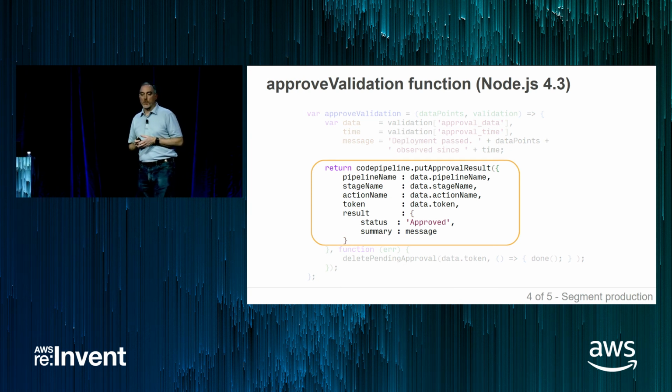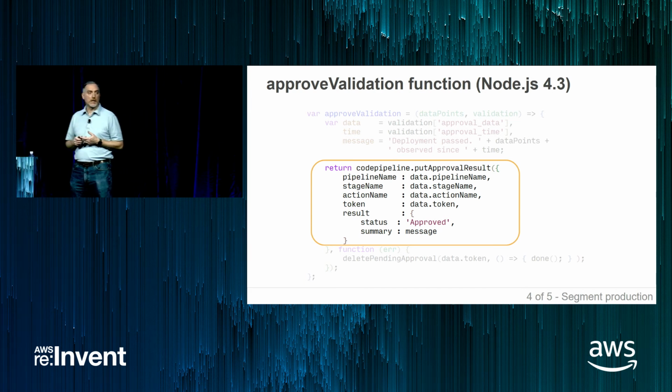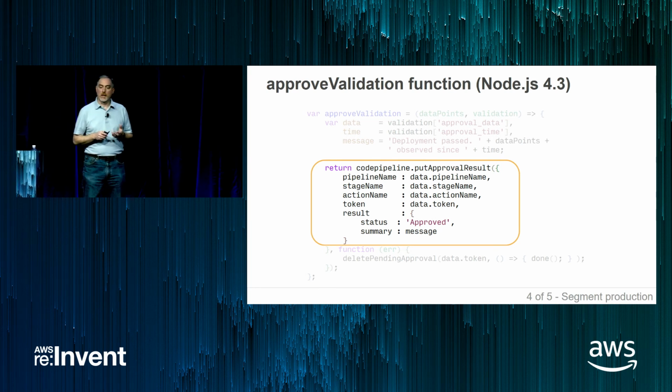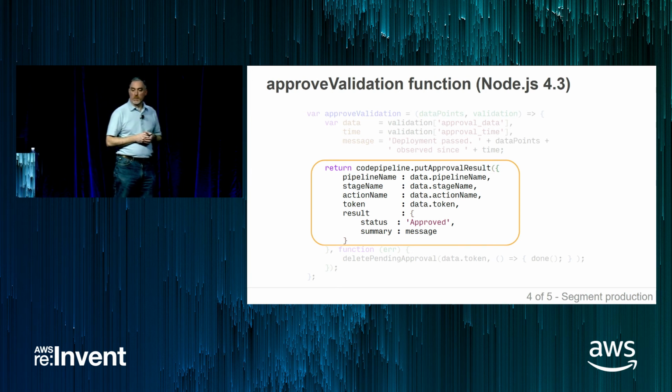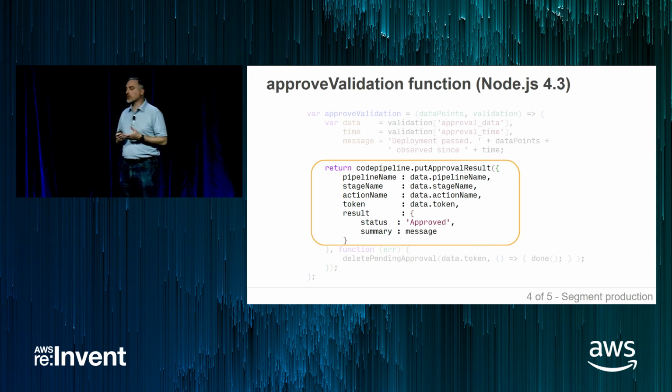Now, to signal CodePipeline that a post-deployment test has succeeded, we'll call the put approval result method. This method requires the pipeline, the stage, and the action name to identify the action to approve. The method also requires a status and a message to signify that the post-deployment test is approved.